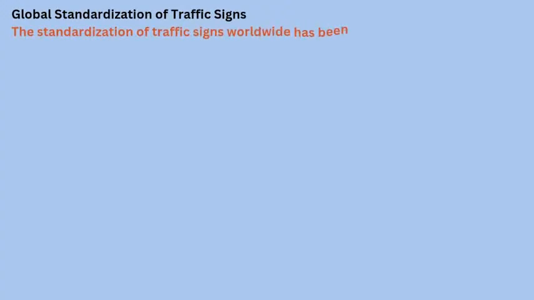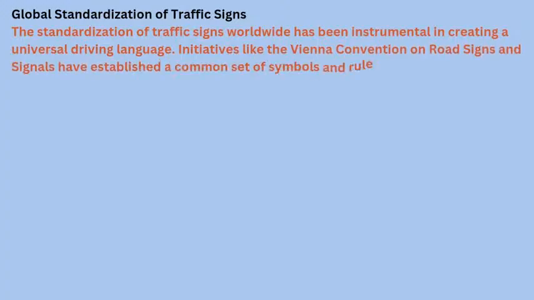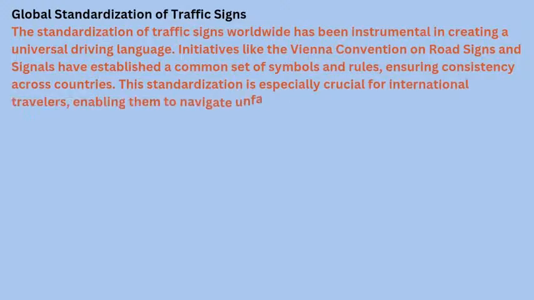Global standardization of traffic signs. The standardization of traffic signs worldwide has been instrumental in creating a universal driving language. Initiatives like the Vienna Convention on Road Signs and Signals have established a common set of symbols and rules, ensuring consistency across countries. This standardization is especially crucial for international travelers, enabling them to navigate unfamiliar roads safely and confidently.